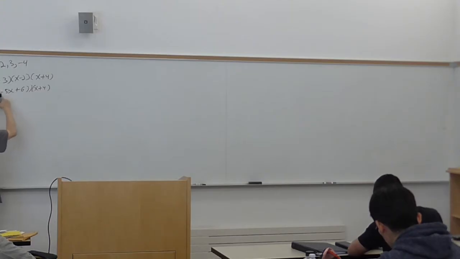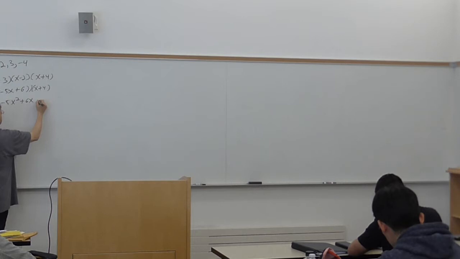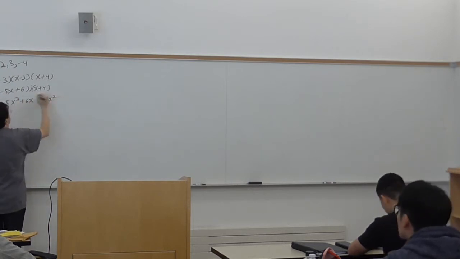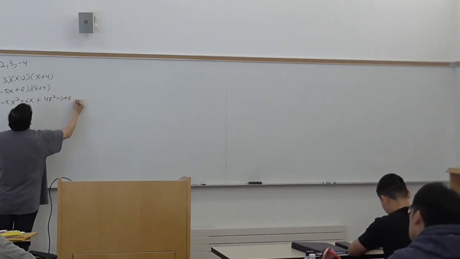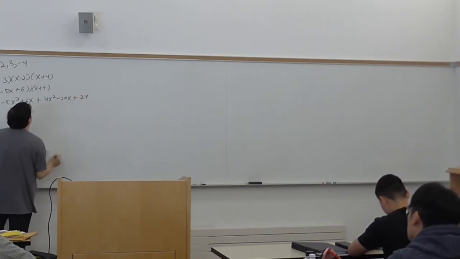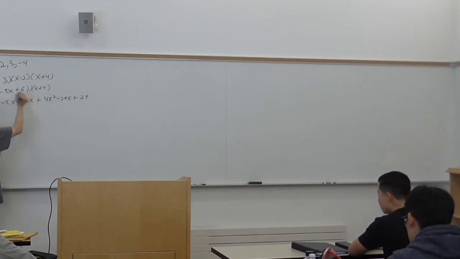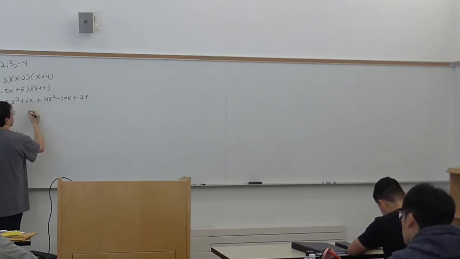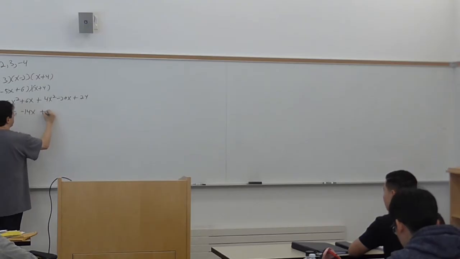Get x cubed minus 5x squared plus 6x plus 4x squared minus 20x plus 24. I just distributed x over this and 4 over this. And now I can collect my like terms. So that's x cubed minus x squared minus 14x plus 24.